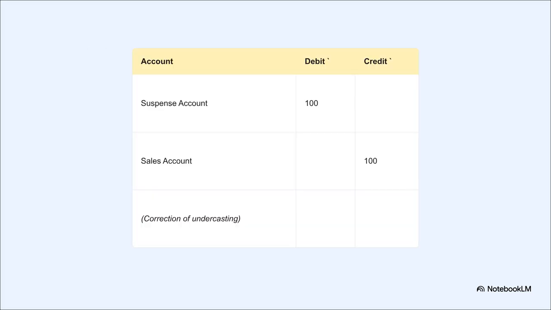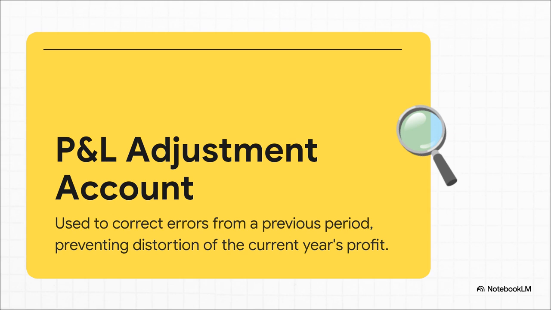Once you find the error, that short total in the sales account, you make a formal rectifying journal entry. You credit the sales account by $100 to fix the original mistake. And what do you debit? You got it, the suspense account. This single entry fixes the error and clears out the suspense account, bringing its balance back to zero. Case closed.